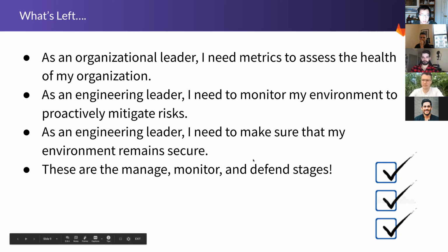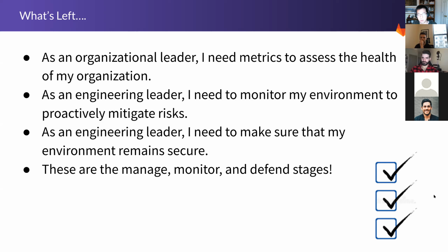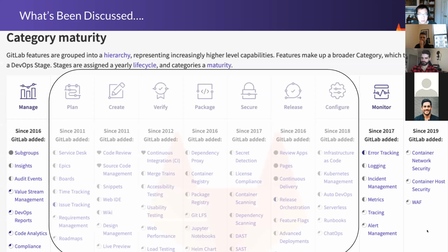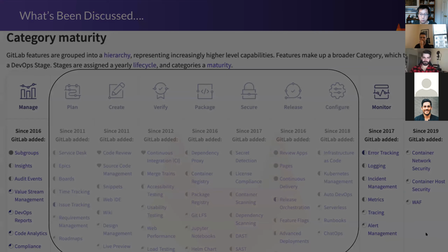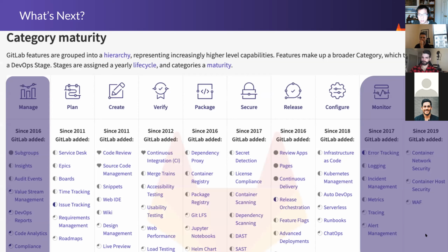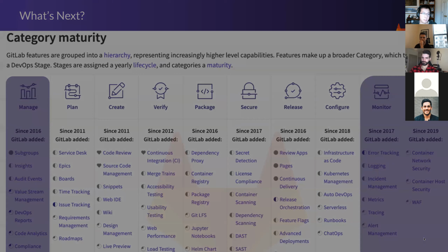So I sort of conflated number 2 and 3, but long story short, all of these are higher level organizational metrics of how healthy is my organization. Am I fast? Am I efficient? Am I proactively getting the right equipment? Am I proactively making sure that everything's secure? That's what we're talking about today. And these are the manage, monitor, and defend stages. So what have we talked about so far? Well, we've talked about the previous 6 stages. These were covered in our other 200 level classes. And what we are doing today is just finishing this story, the manage, monitor, and defend stages. So let's jump right in.